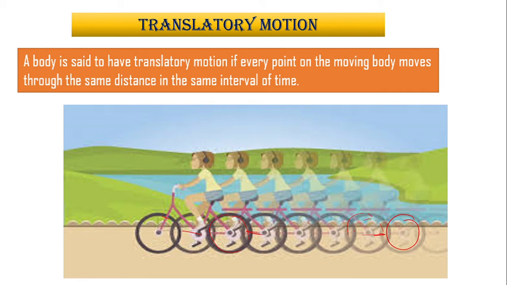So all the points. Okay, the girl herself is sitting on this seat. She continues to sit even over here and even over here. The distance will remain the same as this distance, and this distance will also remain the same. So a body is said to have a translatory motion if every point on the moving body moves through the same distance in the same interval of time. So every point on the body is moving the same distance. They are traveling the same distance in the same interval of time. That is called a translatory motion.